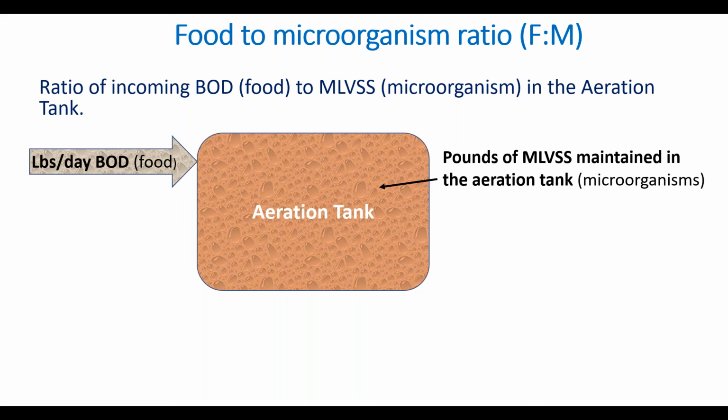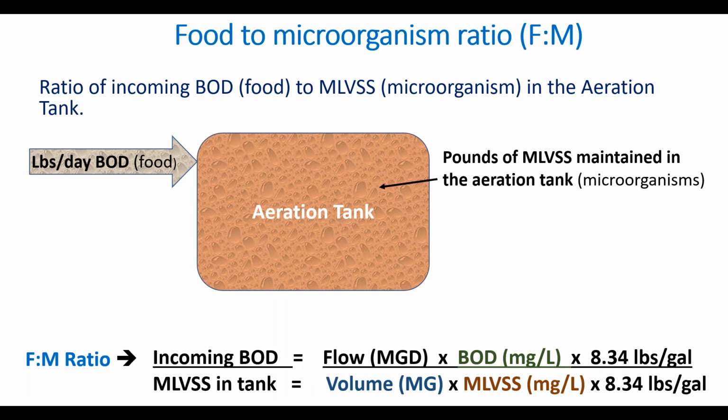So we have the FM ratio, which is really dimensionless. The incoming BOD divided by the MLVSS is, once again, pounds formulas. We have the plant flow times the BOD in milligrams per liter times 8.34. And on the bottom, the volume of the aeration tank multiplied by the milligrams per liter of the mixed liquor volatile suspended solids times 8.34. So a lot of pounds formulas in this training.